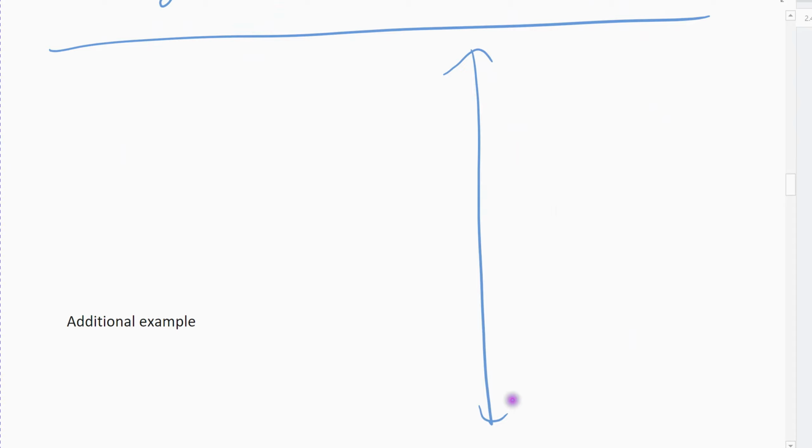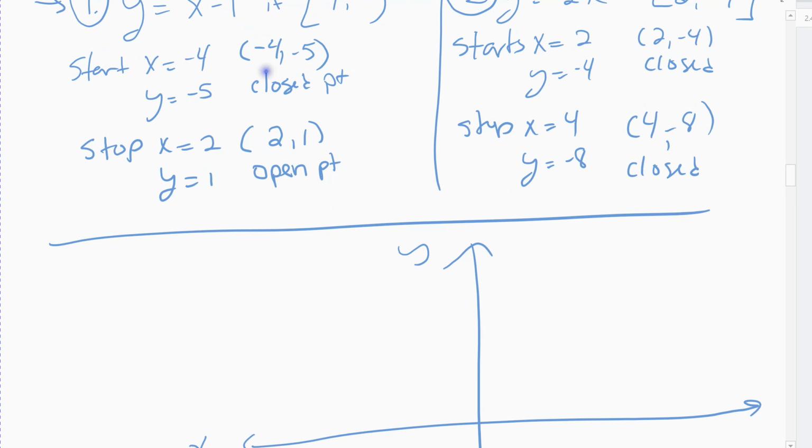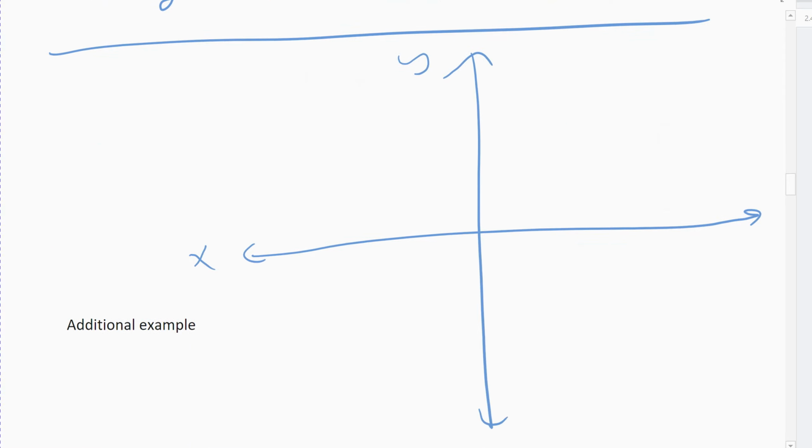So again, I'm going to draw my lines. There's my x-axis and my y-axis. All right, so the first piece, I'm going to draw the point negative 4, negative 5 as a closed point, and the point 2, 1 as an open point. All right, so negative 4, negative 5. So 1, 2, 3, 4, 1, 2, 3, 4, 5, negative 4, negative 5, closed.